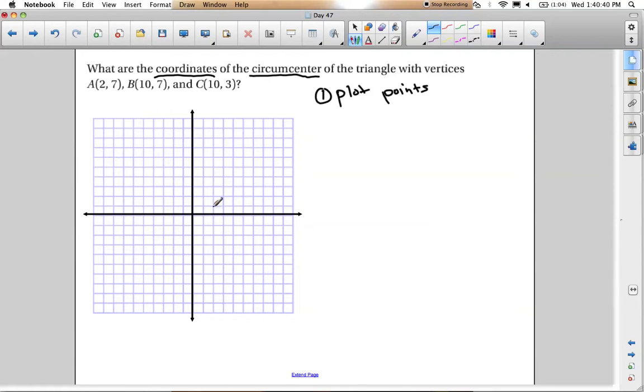Over 2, up 7: 1, 2, 3, 4, 5, 6, 7. There's A. B is over 10, up 7. And C is over 10, up 3. So I'm going to connect them. Okay, there's C. Okay, plot points. Step 2, I have to check for a right triangle.